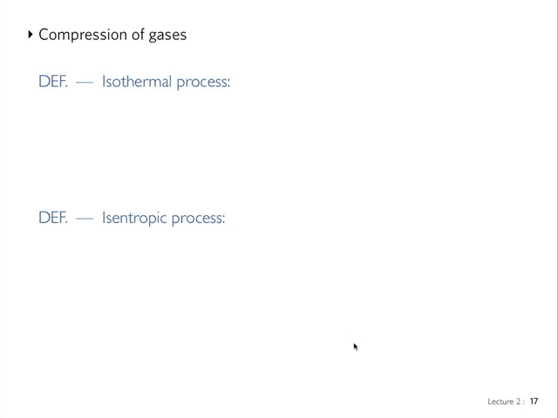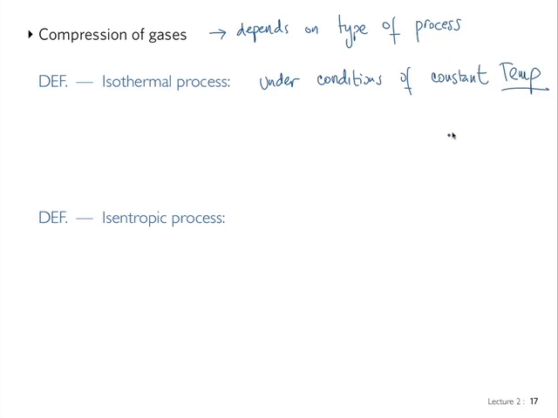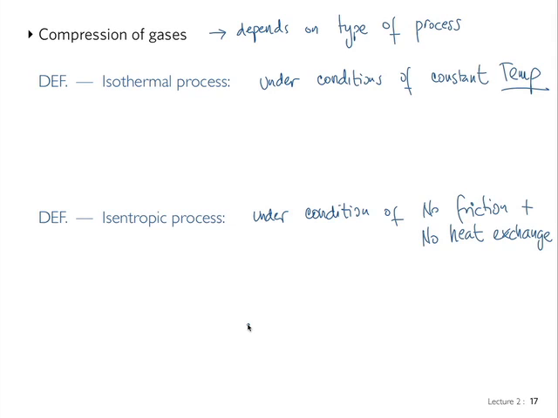So I was saying that compression of gases depends on the type of process that we have. Depends quite strongly, in fact, on the type of process. So we have isothermal or isentropic. The isothermal process takes place under conditions of constant temperature. And the isentropic process takes place under conditions of no friction and no heat exchange. Basically a reversible process with no dissipation.